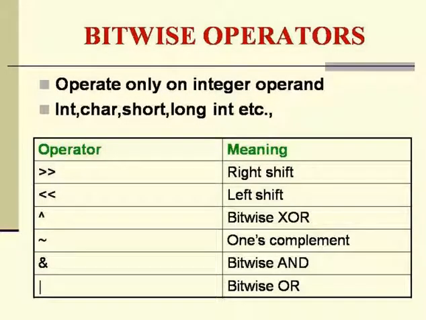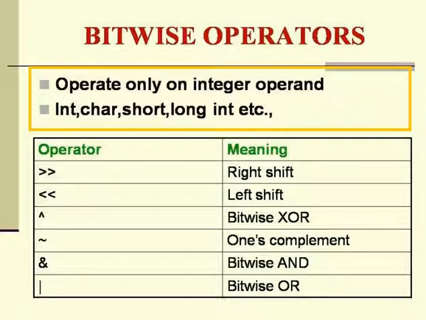Next we move over to the bitwise operators. Bitwise operators, very important to keep in mind that they operate only on integer operands. So, integers is the data types integer, character, short, long, int, etc. Now, I said integer operators and I am saying character here. Characters also can be represented using their ASCII values. So, that is why that also has been mentioned here as an integer operand.